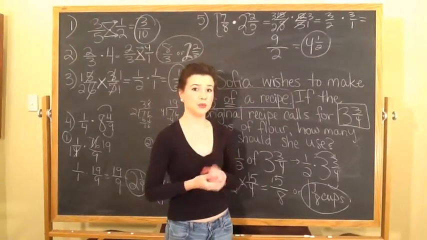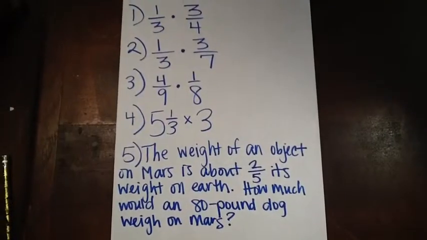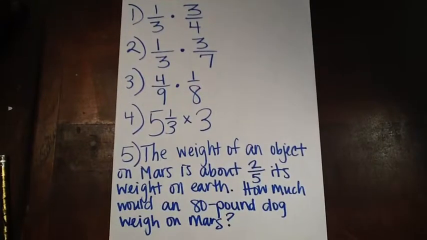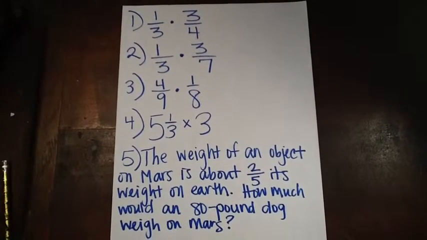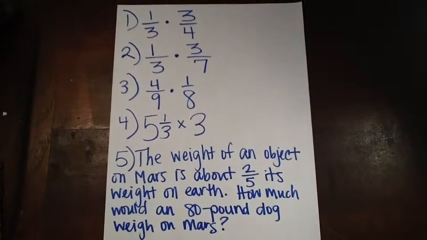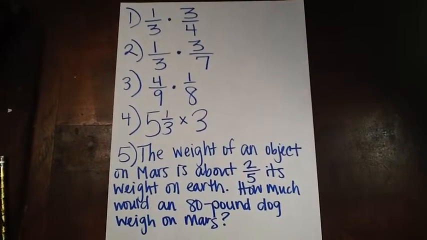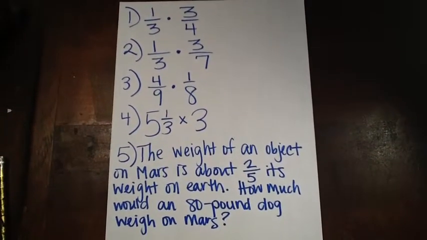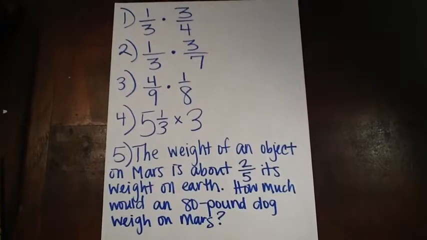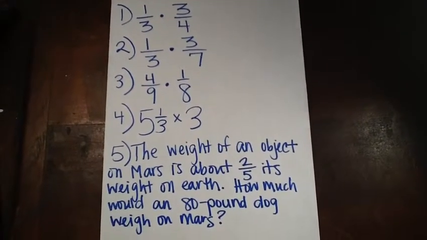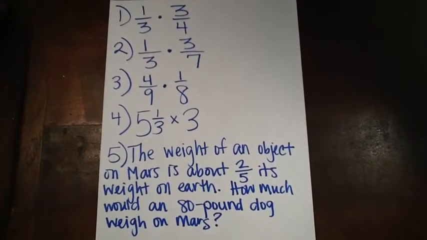Let's go ahead and do some on your own questions. Alright, you have 5 problems to do for me. The first 4 you just need to go ahead and multiply. And then number 5, I'll go ahead and read it to you. It says, the weight of an object on Mars is about 2/3 its weight on Earth. How much would an 80-pound dog weigh on Mars? So go ahead and do those 5 problems, and we'll see what you get tomorrow. Good luck.